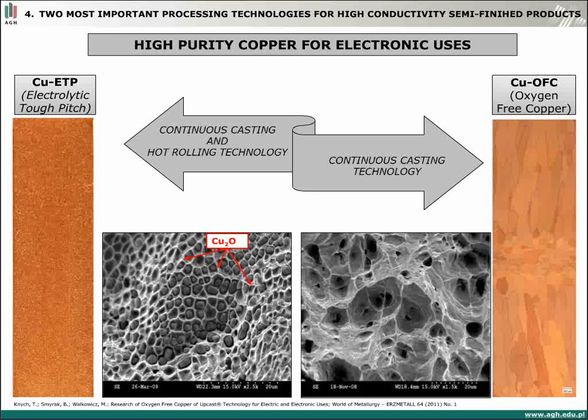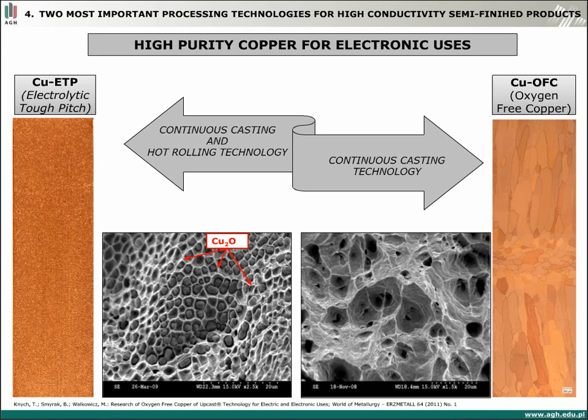On the left part of the slide, you can see the microstructure of ETP wire rod obtained by continuous melting, casting, and hot rolling process. I'd like to draw your attention to the fact that the grains in such copper are very small, as a result of dynamic recrystallization during the hot rolling process.